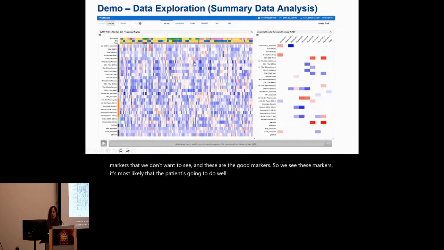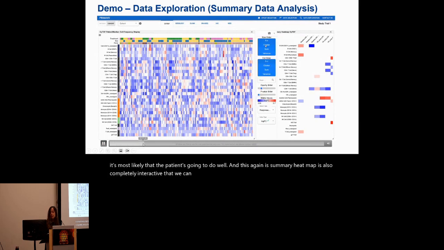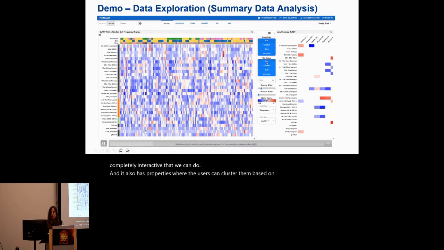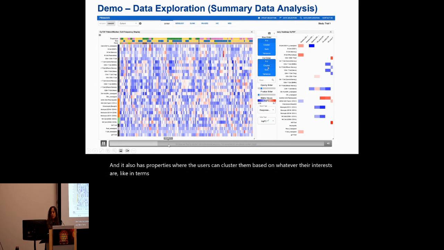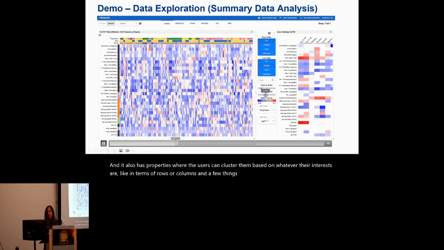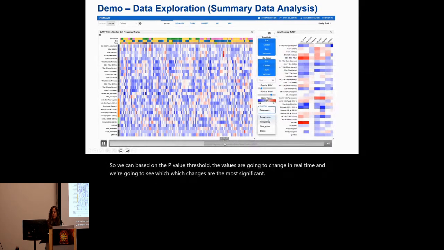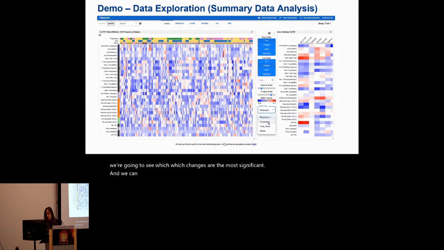And this summary heat map is also completely interactive. It also has properties where users can cluster by whatever their interests are, in terms of rows or columns. We can also change the p-values. Maybe we want the threshold to be less strict or very strict. Based on the p-value threshold, the values change in real time, and we can see which changes are the most significant. We can also organize with respect to response and time points and so on and so forth.